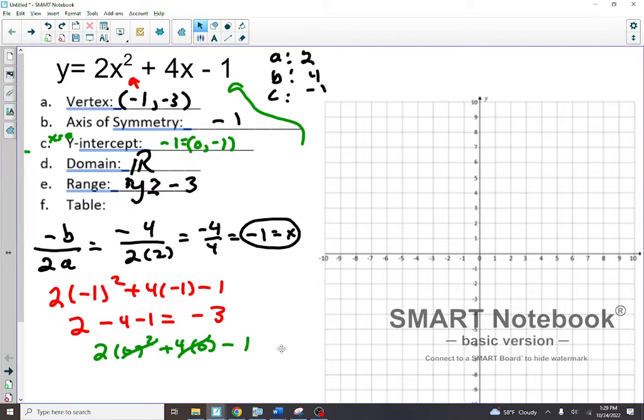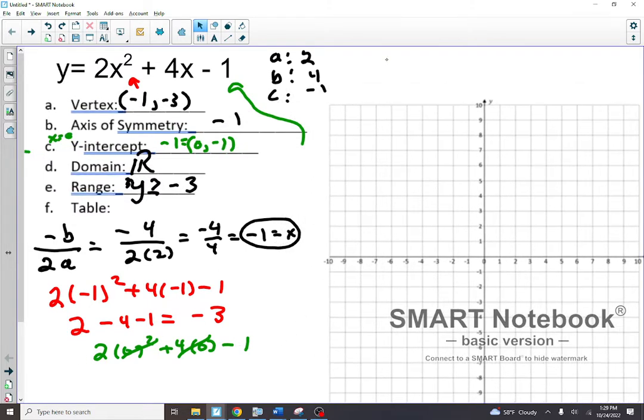So all the y's are greater than -3. Say that one more time. Why is y greater than -3? Because it's greater than since it's upwards, or a is positive. And it's -3 because the y value of the vertex is always the number you put in, which is -3.